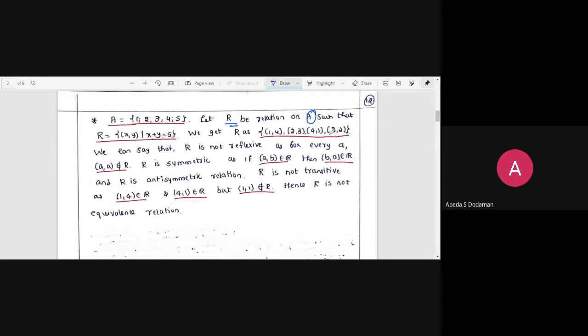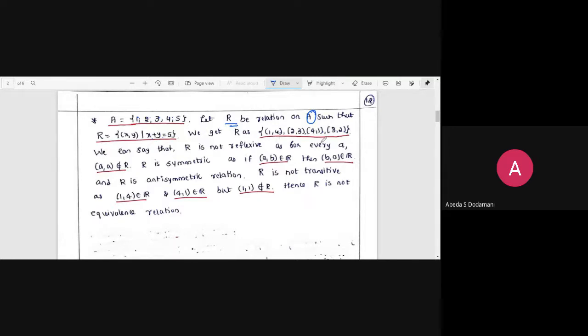So we can say, is it reflexive? No, because there is no 1 1, no 2 2, no 3 3, up to 5 5. There is no such element, so therefore it is not reflexive. And is it symmetric? Yes. 1 4 is there, 4 1 is there, 2 3 is here, 3 2 is here. So this is symmetric.